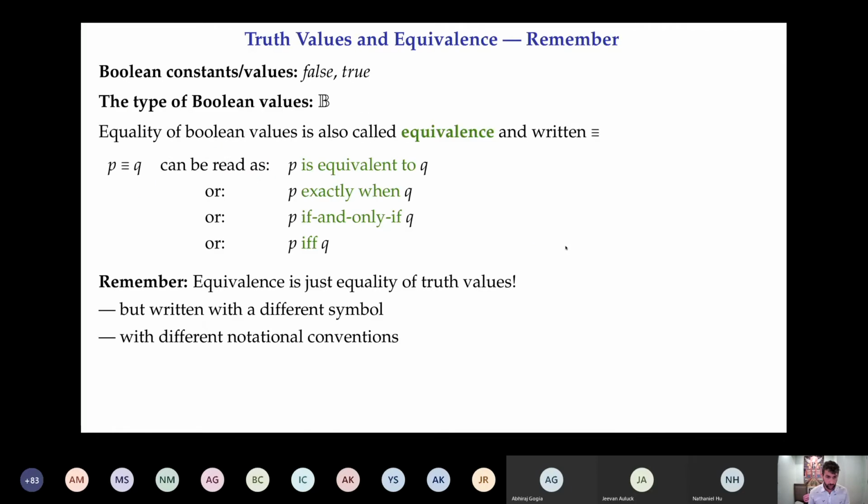So just a quick reminder, equivalence is simply equality, but written with a different symbol. It's conjunctional instead of associative. And as I've mentioned repeatedly, you can read it as equivalent to, exactly when, precisely when. Very popular, people like to say it as if and only if.